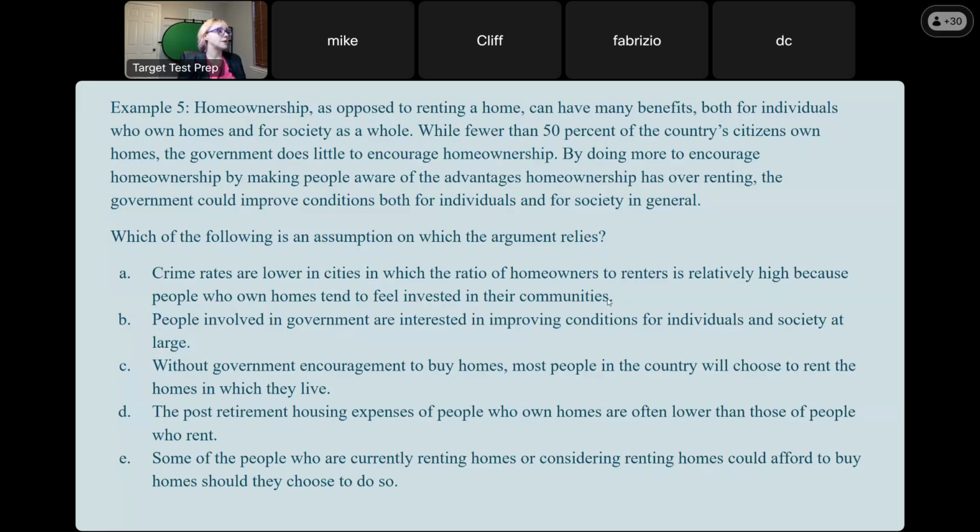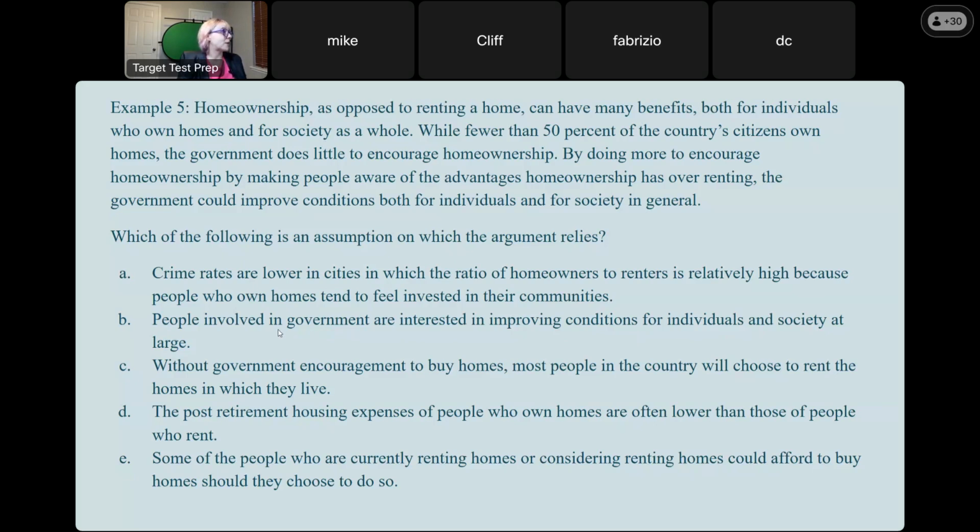So this one is trying to explain part of the premises. We already know that there's benefits, so we don't really need an explanation of why. It says that there's benefits. All right. B, people involved in government are interested in improving conditions for individuals and society at large.